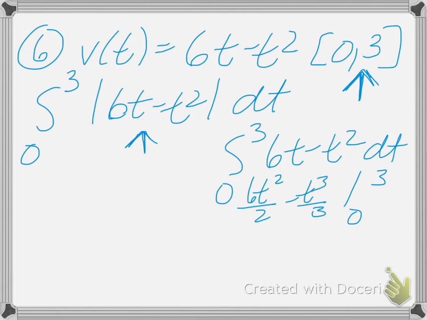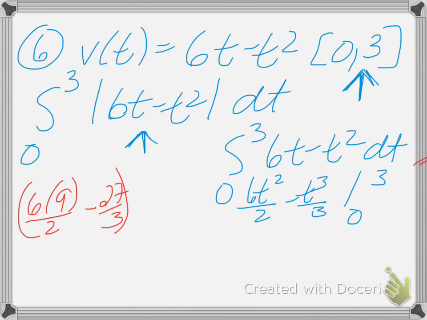Okay, and I think I'll go to a different color. And so when I put 3 in there, I'm going to get 6 times 9 over 2 minus 27 over 3. So that's what happens when I put 3 in there.